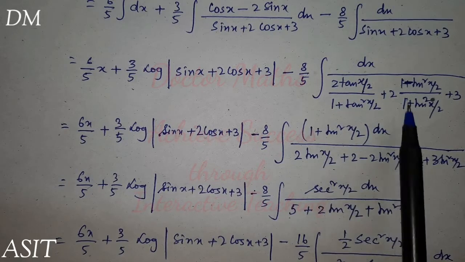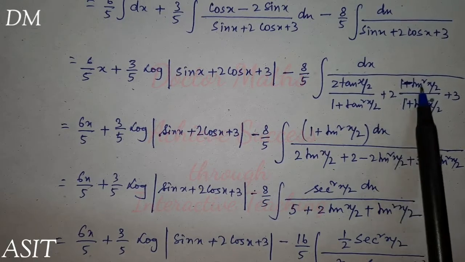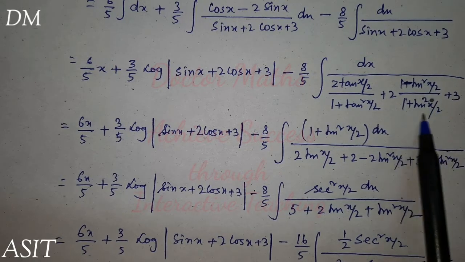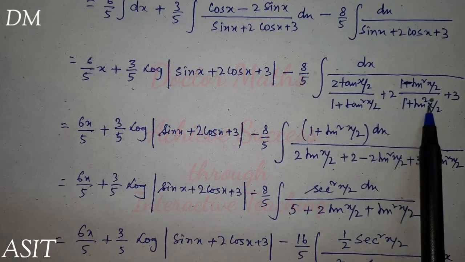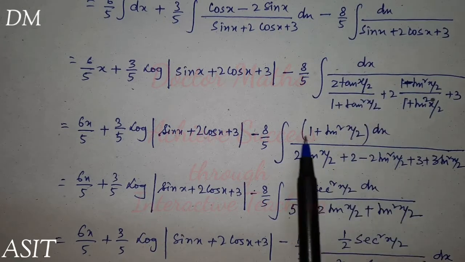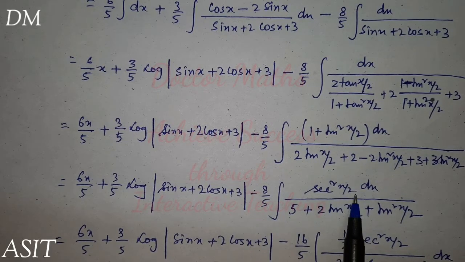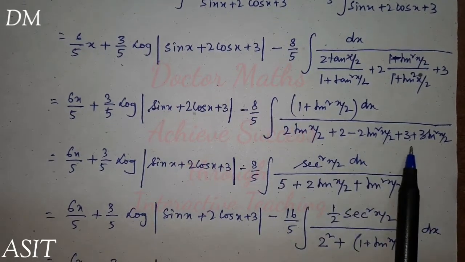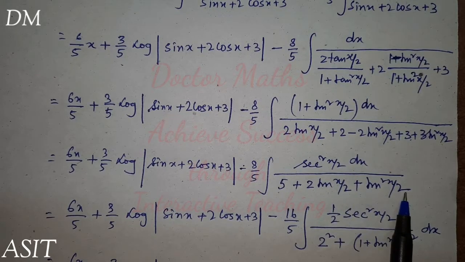So if I do the LCM, it will be 2 tan x by 2 plus 2 into 1 minus tan square x by 2, so 2 minus 2 tan square x by 2, then plus 3 into 1 plus tan square x by 2, so 3 plus 3 tan square x by 2, and in the denominator it will be 1 plus tan square x by 2, which will go in the numerator. So therefore this will be secant square x by 2, and we have to simplify this. If I simplify, it will be 5 plus 2 tan x by 2 plus tan square x by 2.